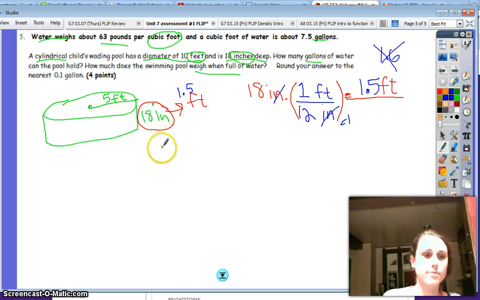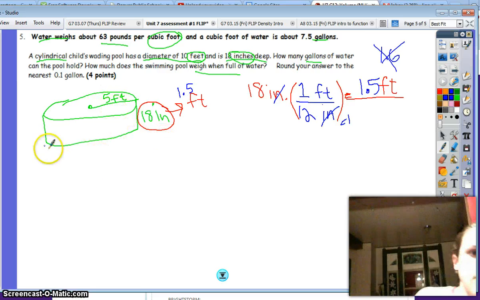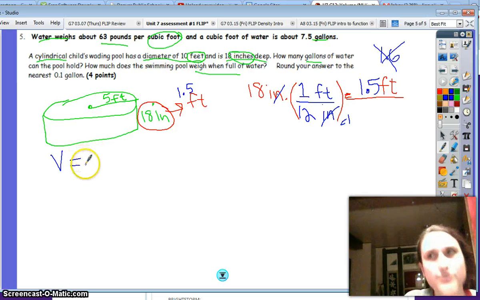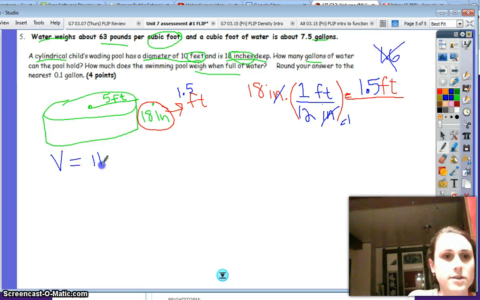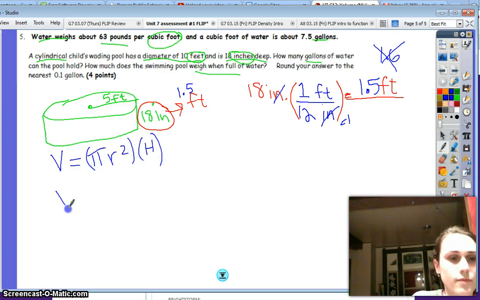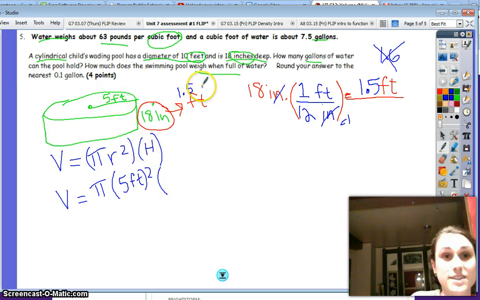Man, this is kind of a long problem. Bear with me here. So let's first find the volume of this pool. Volume is the area of the base times the height for a two-based figure. My base is a circle. Area of a circle is pi r squared. We're going to multiply this by the height of the pool. I have a radius of 5 feet. I'm squaring that value, and I'm multiplying that by the height of the pool in the same unit, which I just figured out is 1.5 feet.